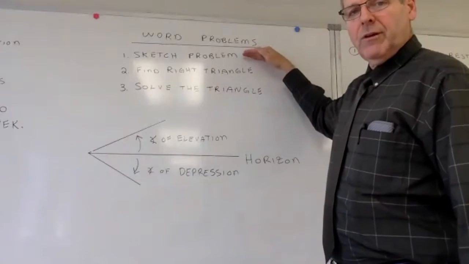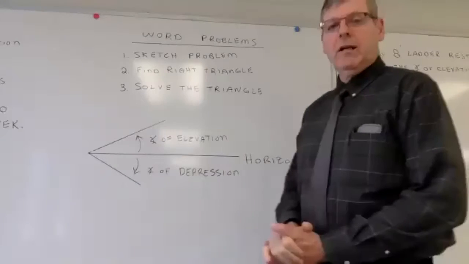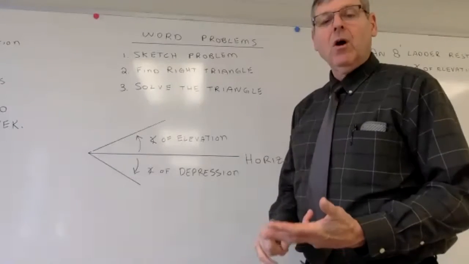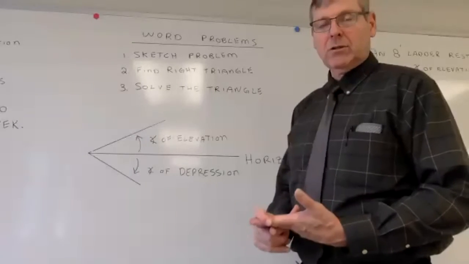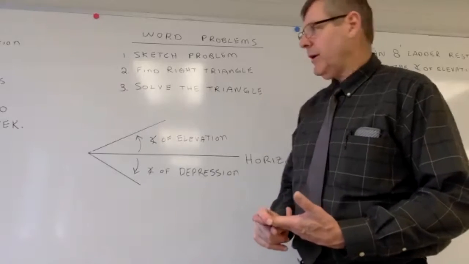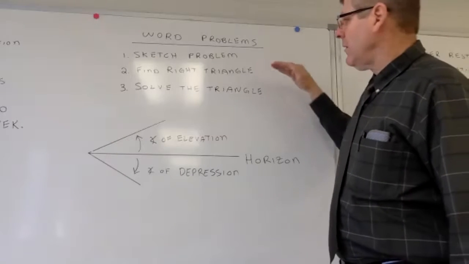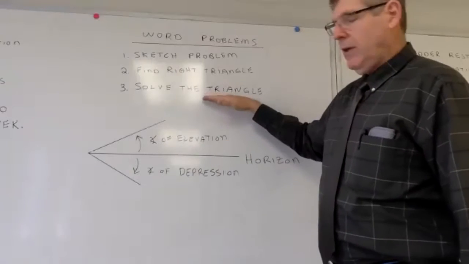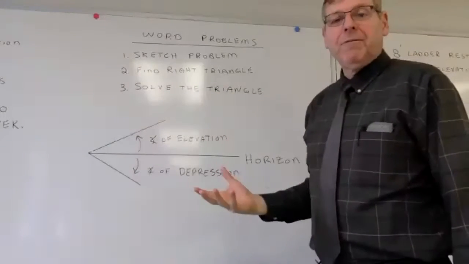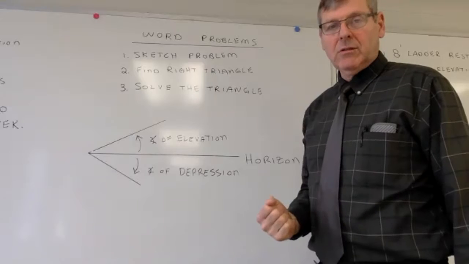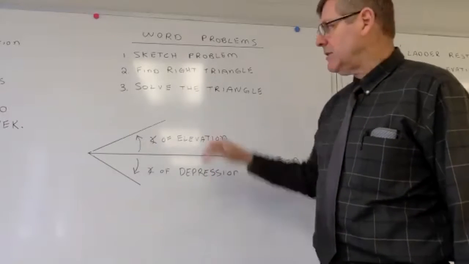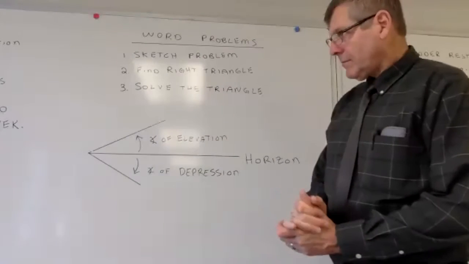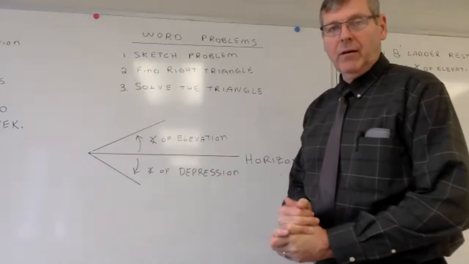Once you sketch everything you know, then you need to find the right triangle in your problem. Because remember, sine, cosine, and tangent only apply to right triangles, a triangle that has a 90-degree angle in it somewhere. Once you find your right triangle, then all you have to do is solve the triangle like we were doing last class. And the only part that you have to solve is enough of it to answer the question you're being asked. You may not have to find all the angles and sides, just whatever it is you're being asked to find.